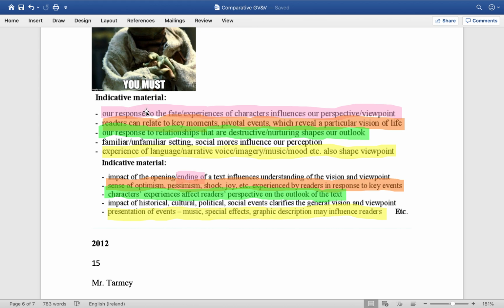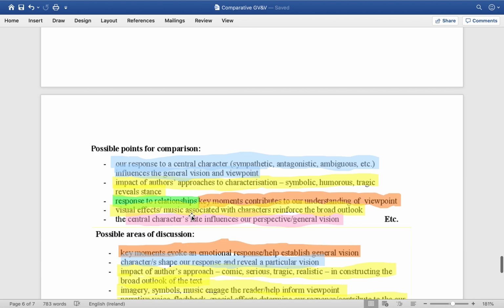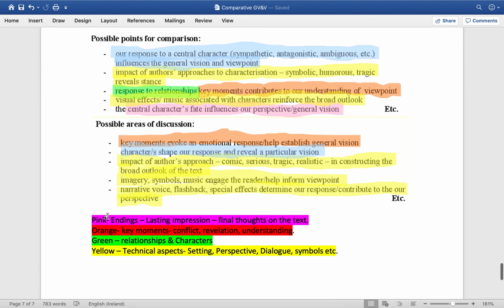So indicative material: our response to the fate experiences of characters influences our perspective. Here we have fate experiences, which is kind of like an ending. And then we have the impact of the opening or ending of a text on understanding, of course. And do we have any more pink? Yes, essential: characters' fate influences our perspectives. So we can see that pink, endings, lasting impressions, final thoughts on the text, pops up over and over again.